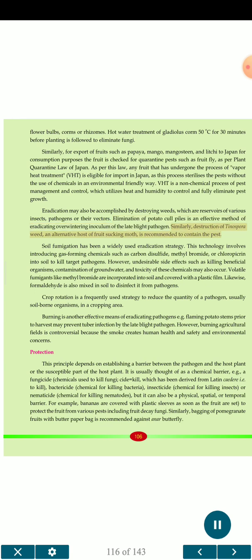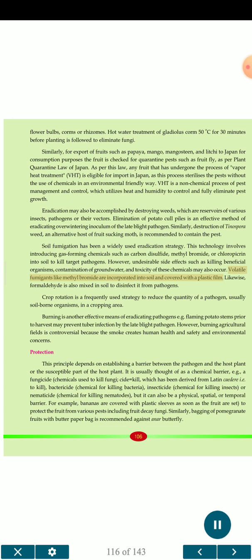Similarly, destruction of Tinospora weed, an alternative host of fruit-sucking moth, is recommended to contain the pest. Soil fumigation has been a widely used eradication strategy. This technology involves introducing gas-forming chemicals such as carbon disulfide, methyl bromide, or chloropicrin into soil to kill target pathogens. However, undesirable side effects such as killing beneficial organisms, contamination of groundwater, and toxicity of these chemicals may also occur.